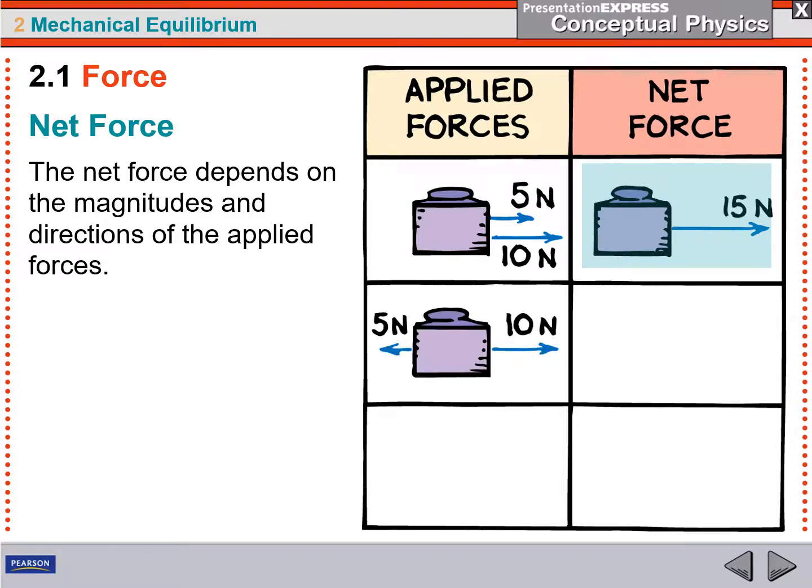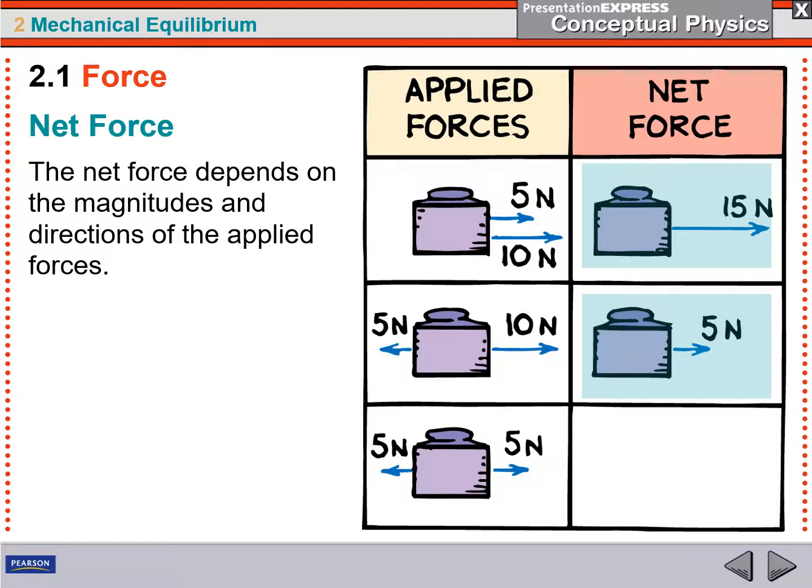Here's the same object, 2 forces of 5 newtons and 10 newtons. This time the forces are in opposite directions. The net force would be 5 newtons to the right. You designate one of the vectors as positive, the other as negative, and then add them together. But of course, when you add a negative, what you really do is subtract.